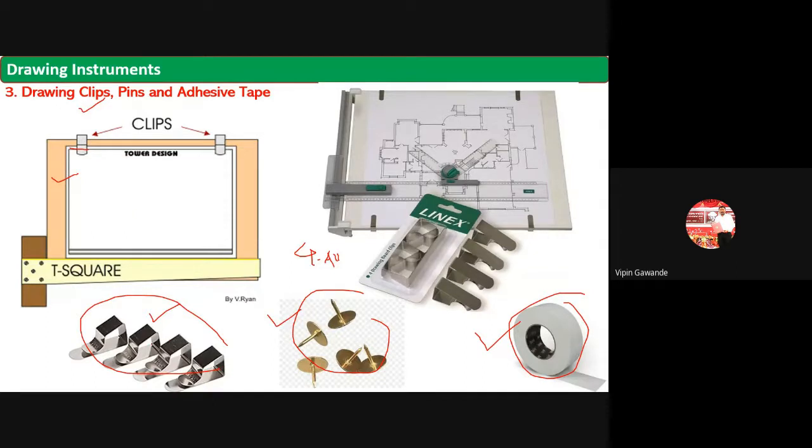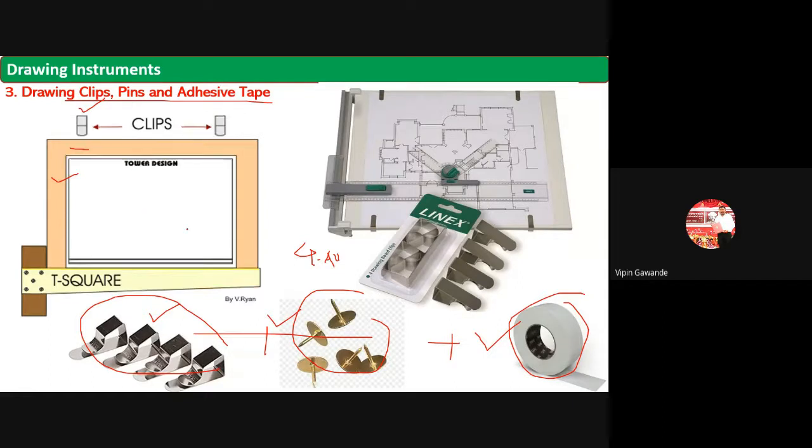If a single thing is given, then you have to select the single one. Otherwise, if all these three things are given, then all these three things are used for fixing the drawing sheet on the drawing board. Okay, so these are only for fixing the drawing sheet on the drawing board.